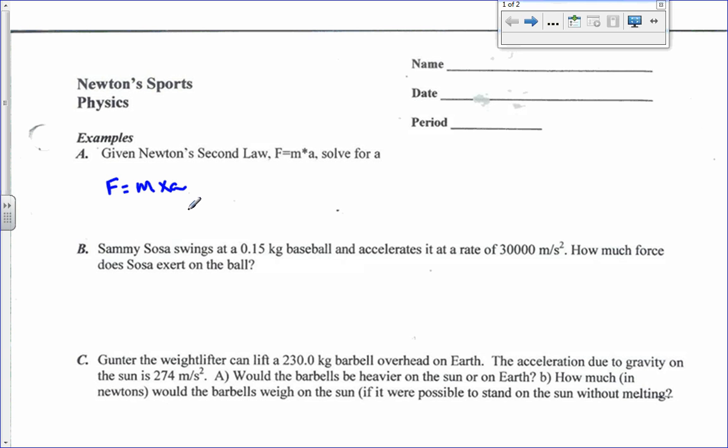So how do I solve for acceleration? Solving for acceleration means I want to get acceleration all by itself on one side of the equal sign. How do I do that? Divide by mass. Divide out mass. I have to get rid of mass. Whatever I do to one side of the equation, I have to do to the other side of the equation. So I'm going to divide out mass over here.